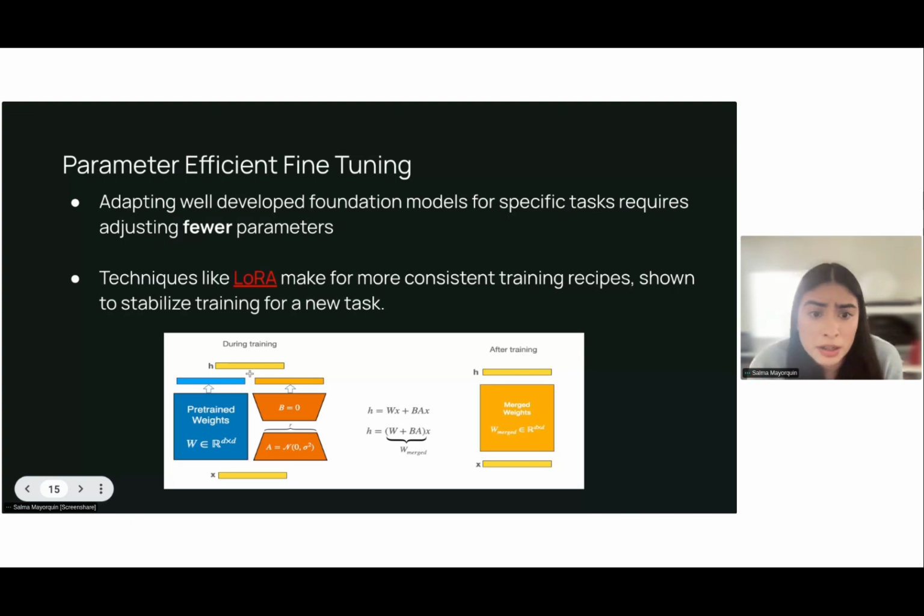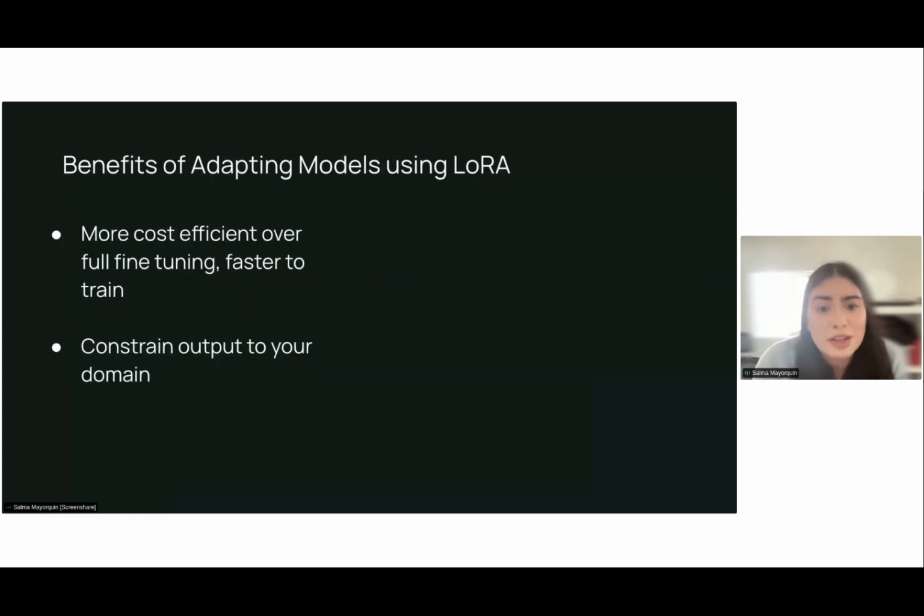So for example, if you wanted to make a chatbot that just talks about giving startup advice, you could do so through this technique, and you wouldn't require as much data to do so. So again, the benefit of adapting models using LoRA is that because you need so few resources, you don't need that much compute to train a full model for all the billions of parameters.